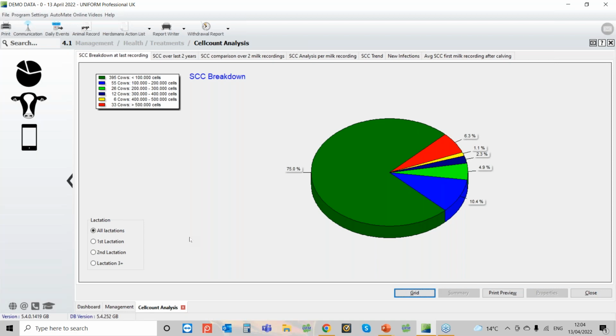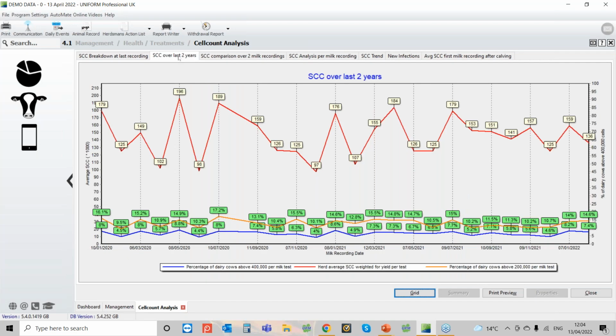And there were 33 cows that were above 500. That was based on the last recording. But if we want to look over a period of time, which is what Philippa said, if we go to somatic cell counts over the last 2 years, we can then see what's happening. So the red line is the herd average, and the blue line is the percentage of cows above 400,000.